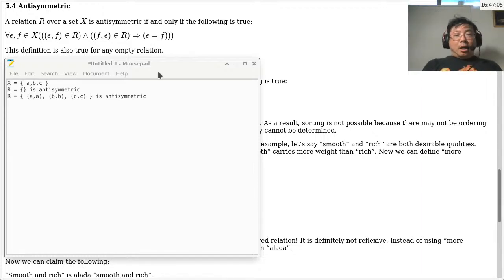So, not a problem. Okay, so let me go answer Jonathan's question. He wants something that is antisymmetric but not reflexive. Actually, we have that already. When R is an empty set, it is antisymmetric and yet it is not reflexive. I think what Jonathan meant was symmetric, not reflexive, because it's way too easy to find one example. Okay.